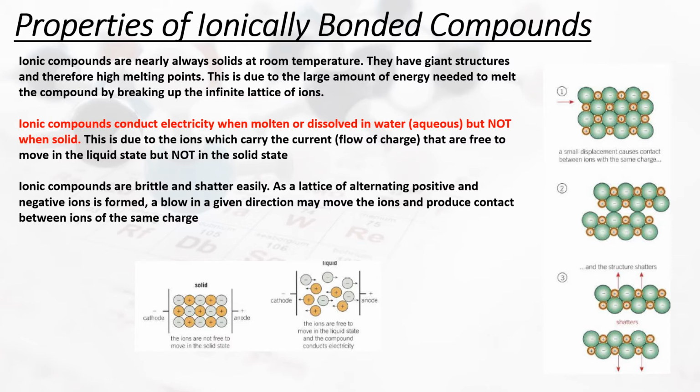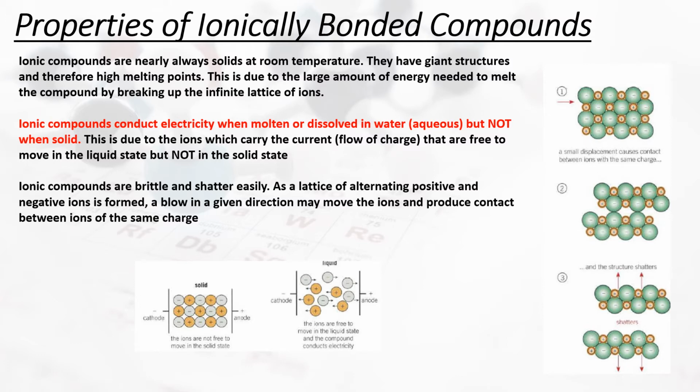Now, ionic compounds conduct electricity when they are molten or dissolved in water, something that we call aqueous. The key thing is they do not conduct when they are solid. And the reason for this is because for them to be able to conduct, we have to have charged ions, which we do in both the solid and liquid state. But these ions have to be able to move. To be able to conduct, we have to have these ions being able to move and to carry the current, the flow of charge. And so in the liquid state, they are free to move. In the solid state, they are stuck in this rigid infinite lattice. And so they're not free to move, and therefore they don't conduct in the solid state.